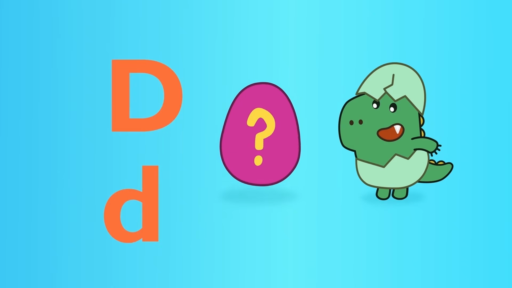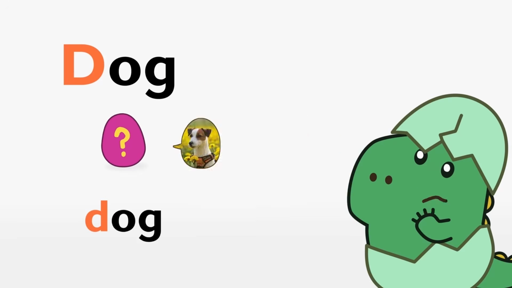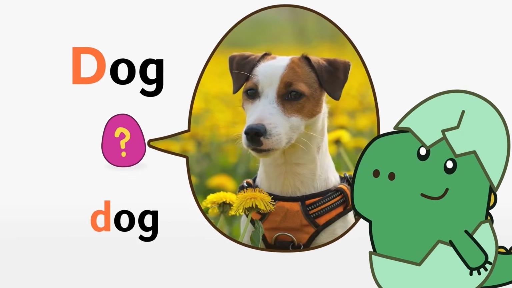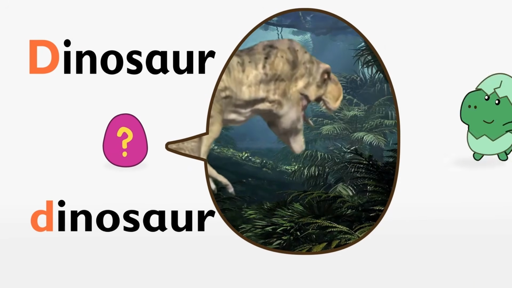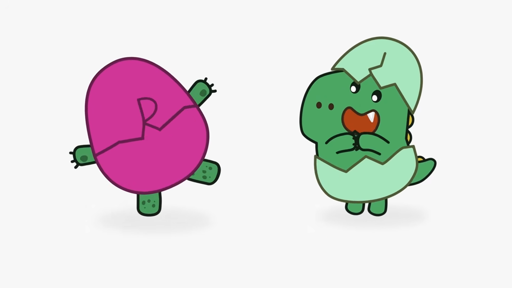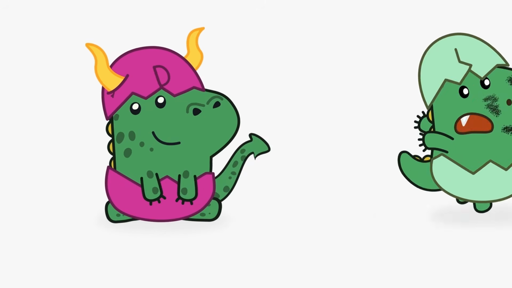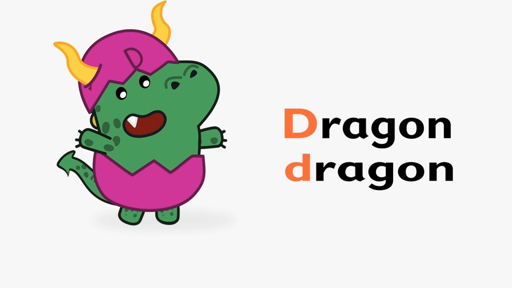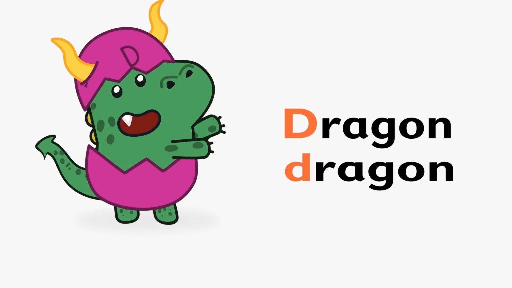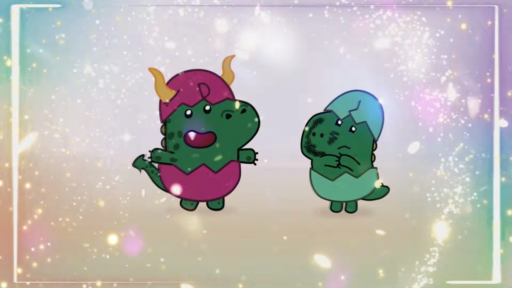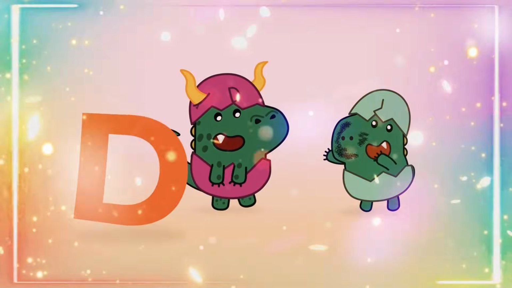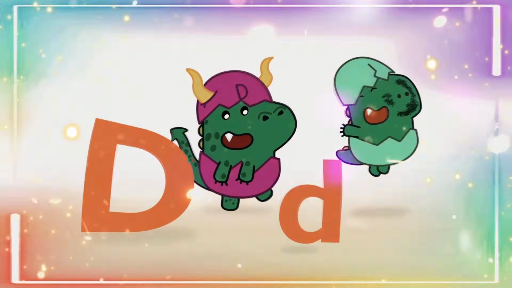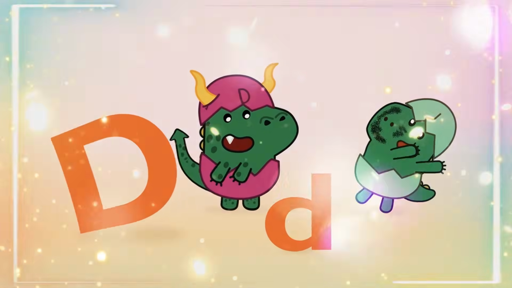What can it be? Starting with a D. A dog. Woof woof. A duck. Quack quack. A dinosaur. Roar. Are you ready? Wait. It's a dragon. D for dragon. Hooray! Welcome, Beggy Dragon. Let's play with Beggy Dragon.